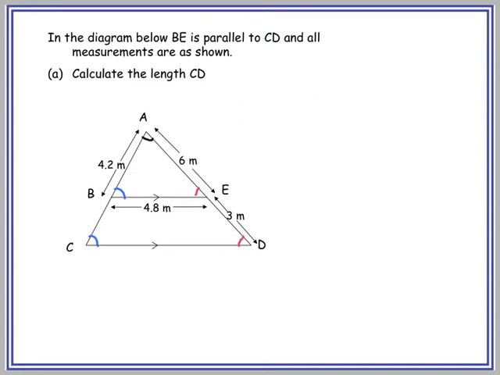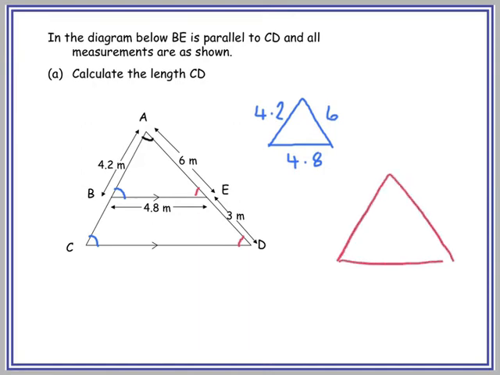Now, a huge piece of advice with this: I'd always draw two little sketches of triangles when I'm doing these questions, because in my opinion it makes it far easier. Lots of people tend to ignore me on this though. So 4.2, 6 and 4.8. That's the little triangle, and then I'll just draw a slightly bigger one down here, not to scale at all. So on this, what do I know? Well, the only thing I know for certain is that there is a total of 9.